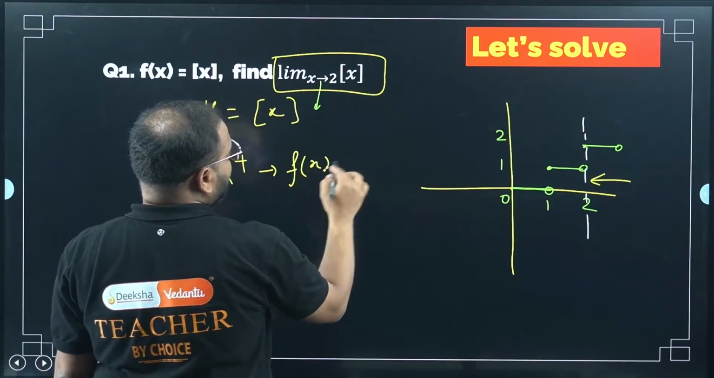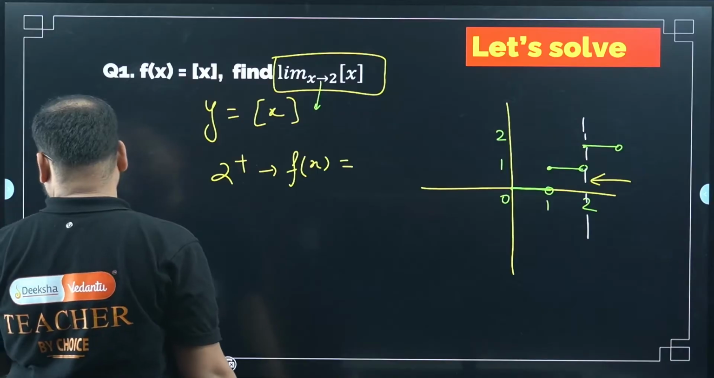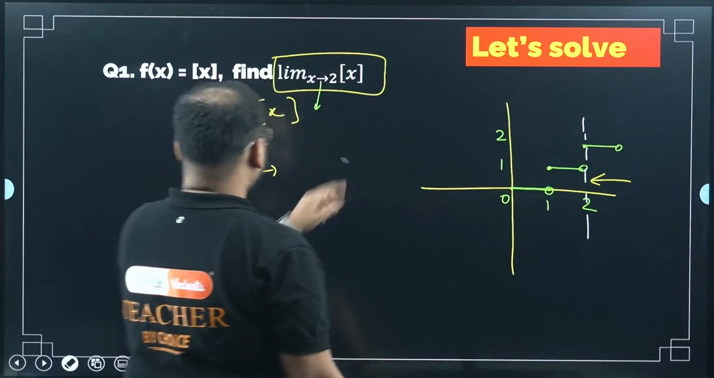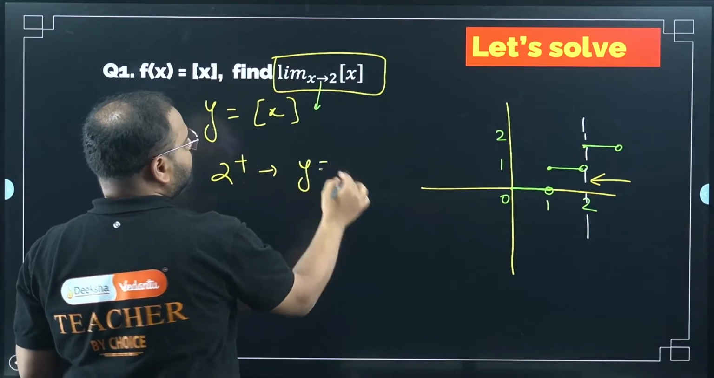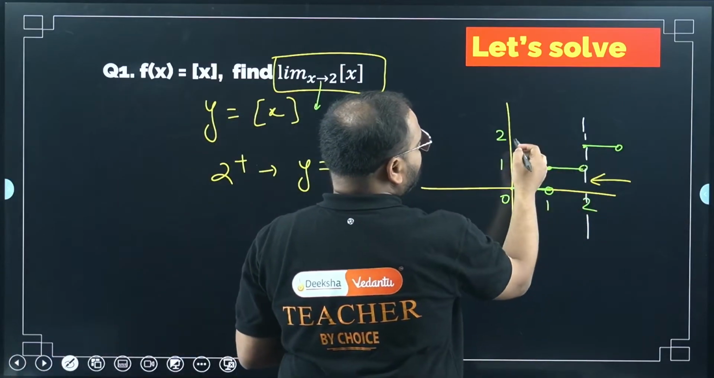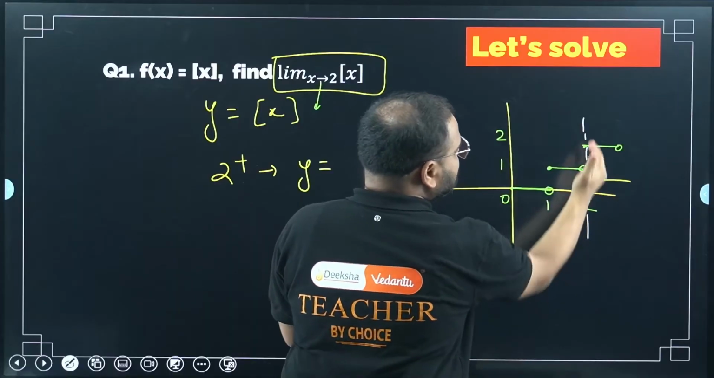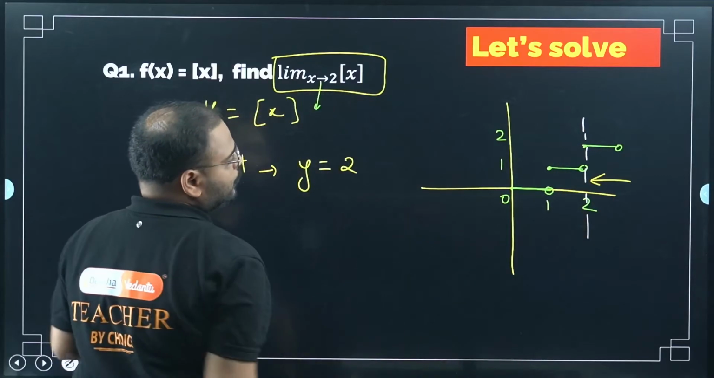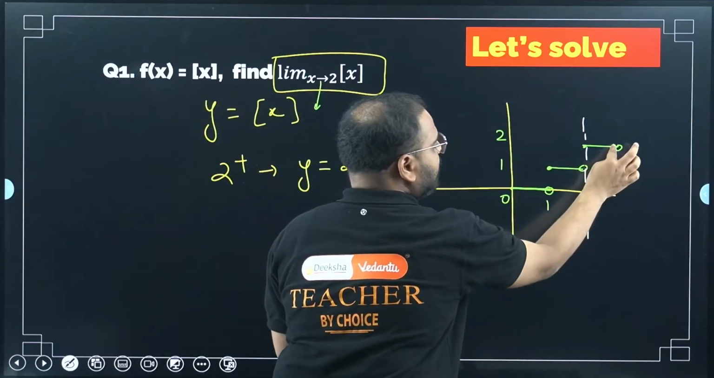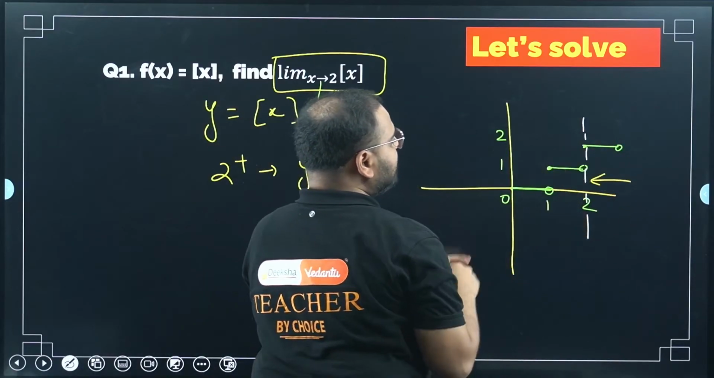The function will give me a value, or simply if I have to write just y, when approaching from 2 positive, I'm getting y equal to what? Check here, y equal to 2, correct? On the right of 2, what is the value? 2. Okay, please check, 2. If I try to move from here, what is the value of the function? 2, sir. All the time it is 2, sir.